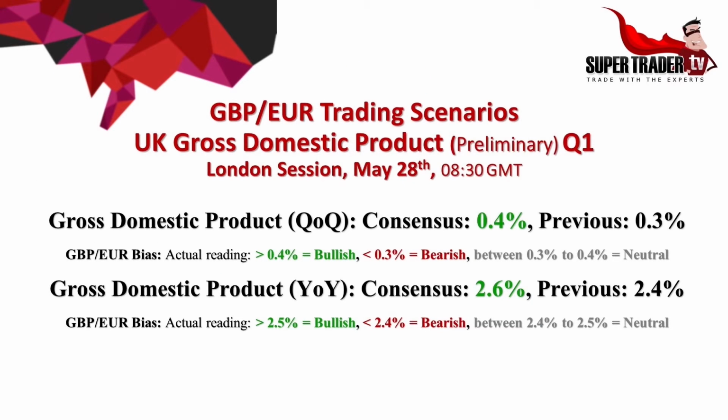Now, in terms of this currency pair, we will look to trade in favor of the pound if the GDP reading is better than economists' expectations of 0.4%, against the pound if the print is lower than 0.4%, and our sentiment will be neutral if the print is exactly 0.4%.